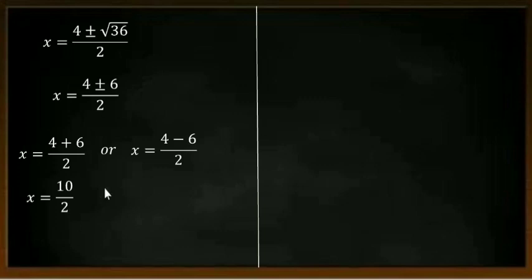Taking a step further, x equals 4 plus 6, which leaves us with 10, over 2, or x equals 4 minus 6, which is minus 2, divided by 2. So when we divide 10 by 2, we'll have 5, and when we divide minus 2 by 2, we'll have minus 1. So x equals 5 or minus 1. So these are the solutions of the equation.